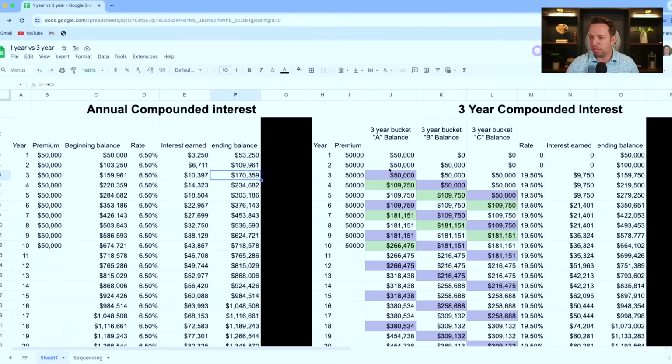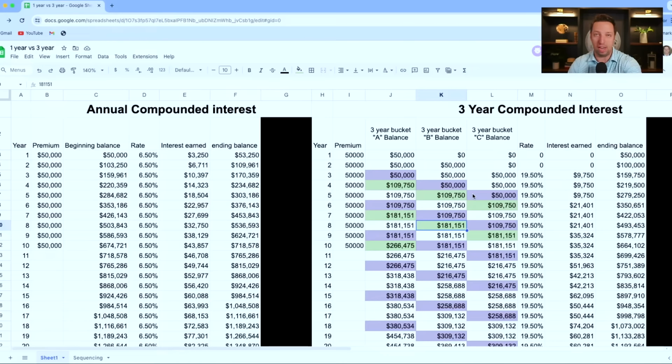You see that our bucket A gets the year 4 $50,000 premium deposited back into it. So we just kind of recycle which bucket the $50,000 goes into, whichever one matured last. So the green is the bucket that gets the new premium, which is why the green stops after year 10, because there is no more premium going in. So our 109,750 stays the same for the next 3 years, and then it gets its return.